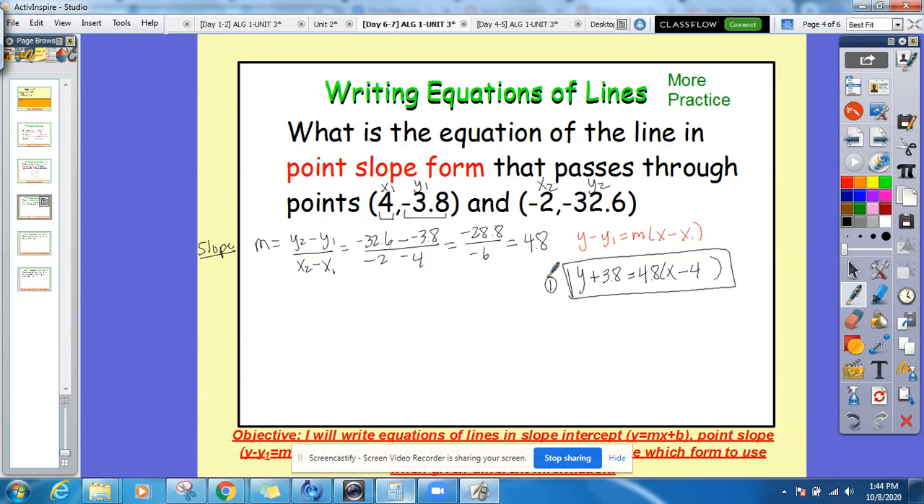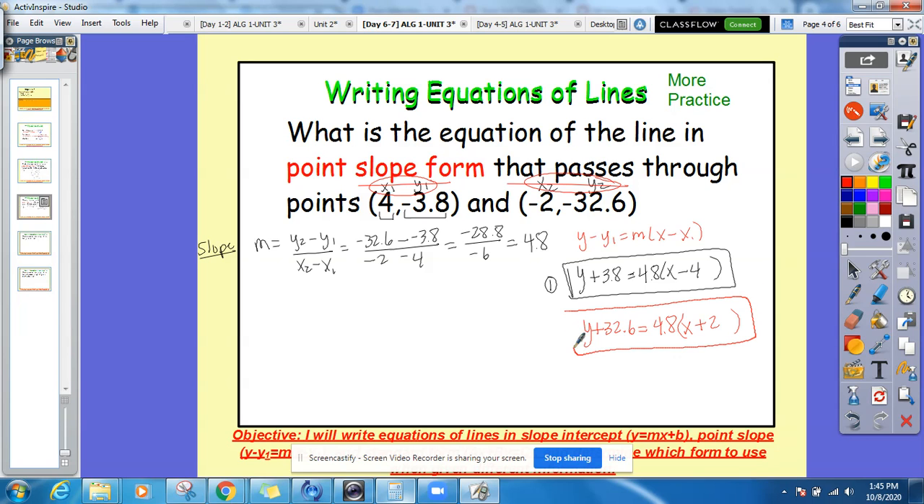But we could also have another way to write this equation. We could also write it like this. y is equal to 4.8 times x. And instead of using this x1 and y1 point, we can switch it up and say, well, I want this point to be my x1 and y1. So that would look like this, plus 32.6, and then plus 2 over here.